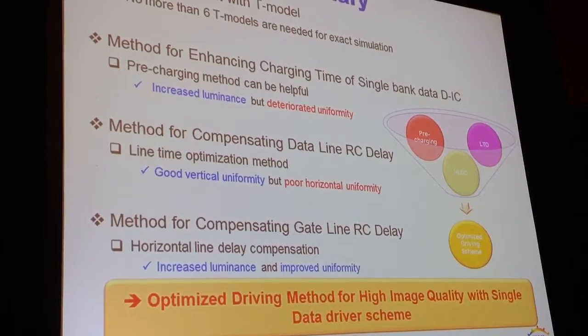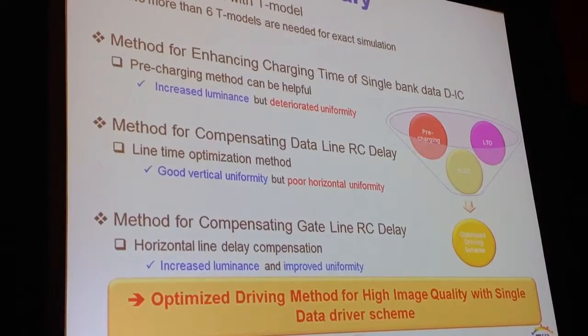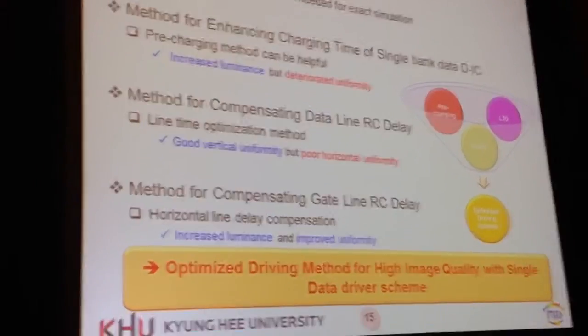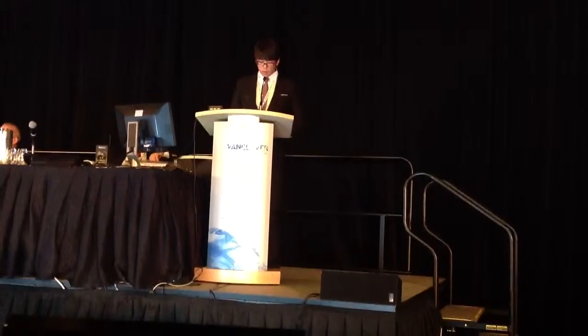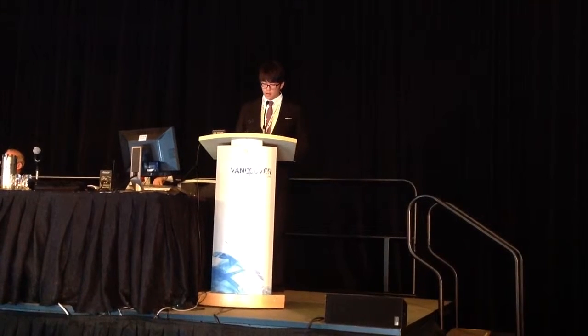Finally, to compensate for the delay of the gate line, we use HLDC. In conclusion, we can make the screen of the LCD totally uniform. We are confident that our proposed method can achieve high image quality of LCD. Thank you for your attention.